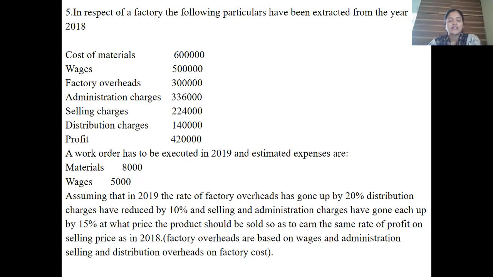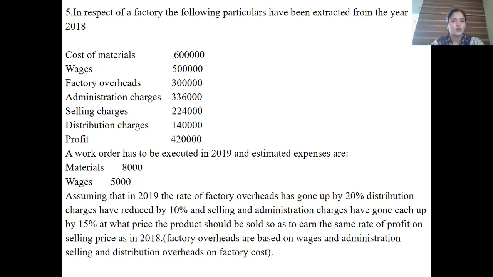So as to earn the same rate of profit on selling price as in 2018. What is the profit and what is the cost you are going to incur for 2019? Factory overheads are based on wages, and administration, selling and distribution overheads on factory cost. Okay, so this is the problem. I hope you all understood. For 2018, the cost sheet has been given, and for 2019, you need to calculate the estimated cost sheet with the help of the concepts they have been given. The items they have given, we need to include and calculate.